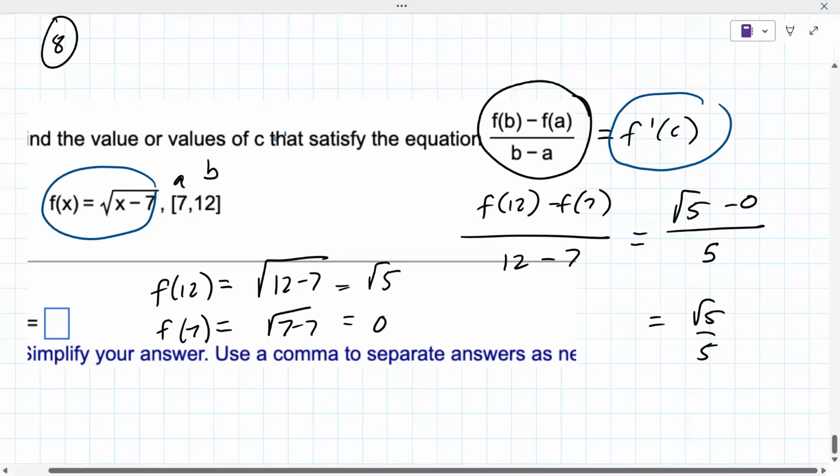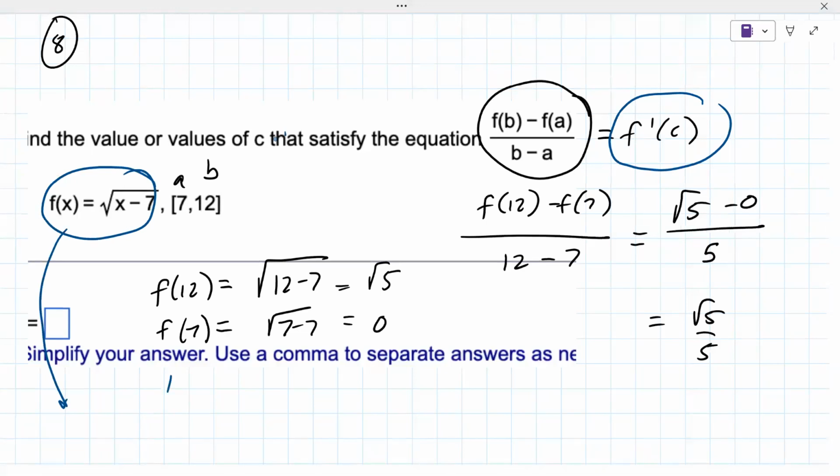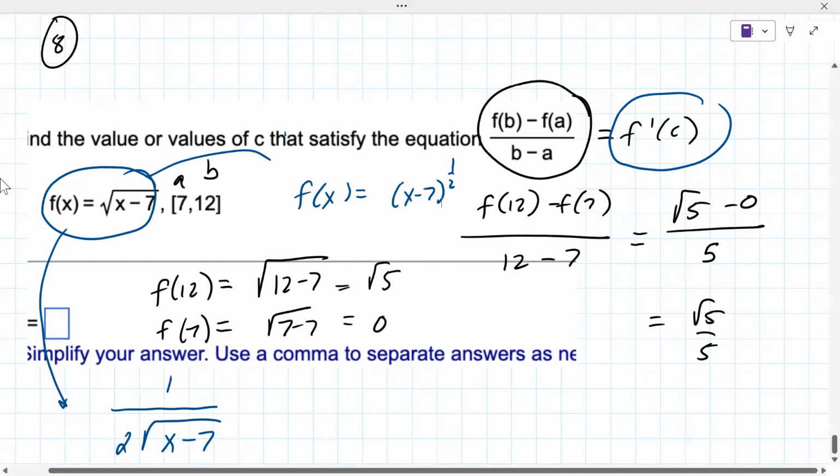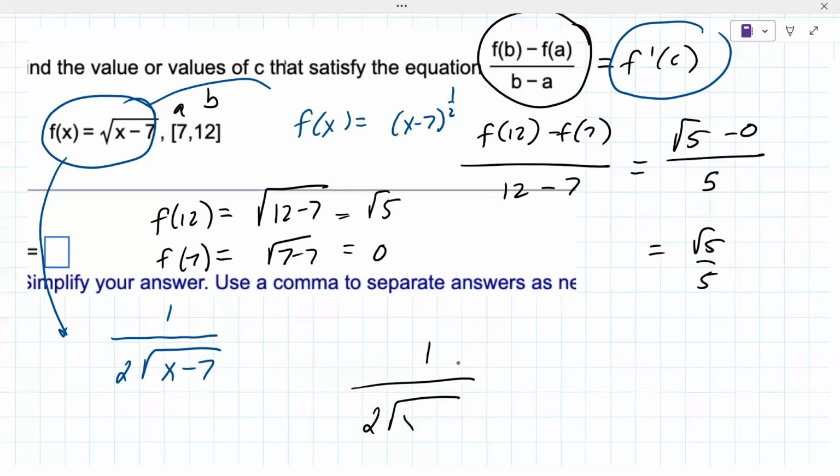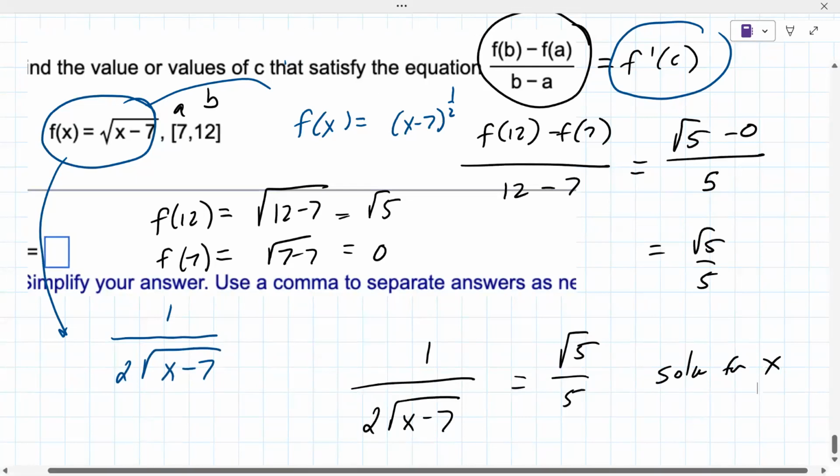Now we're going to do the f prime. So we have to take the derivative of f of x. It ends up being 1 over 2 square root of x minus 7. If you need to, you can rewrite it as x minus 7 to the 1/2 power. That's where the 2 comes from on the bottom, the 1/2. Negative 1/2, square root is the square root on the bottom. And so you set that equal to this right here, and then you solve for x. It's a little bit of work here, but that is the core of it.